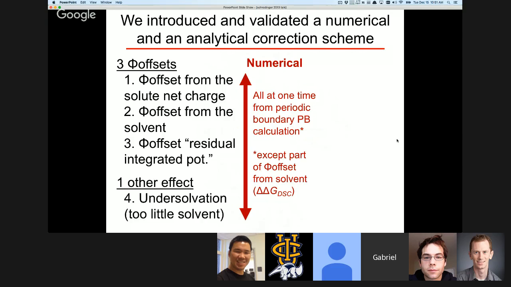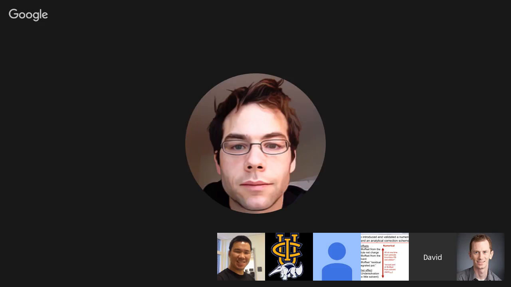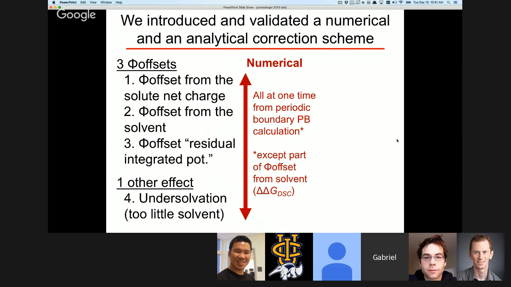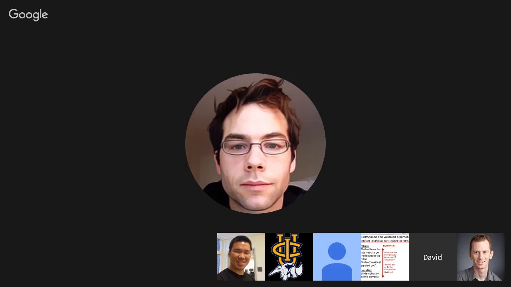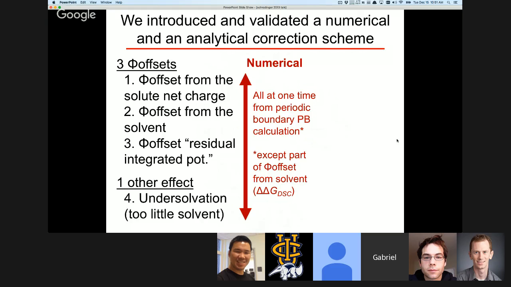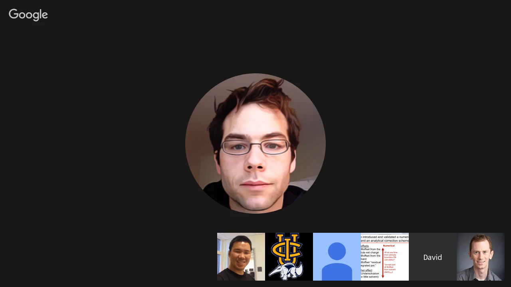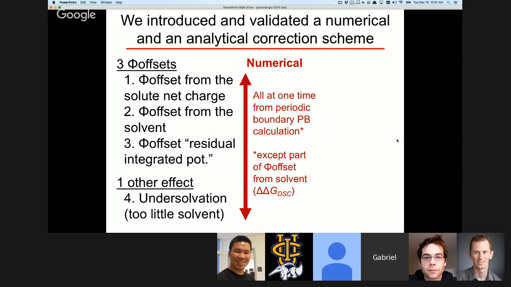You want to know the difference between your free energy in a periodic system and your free energy in a non-periodic system. So you just recreate your MD system in a Poisson-Boltzmann calculation. You recreate your MD system as a periodic boundary Poisson-Boltzmann system, calculate your charging energy, and then calculate your charging energy in that same system in a non-periodic system, and take the difference between the two.